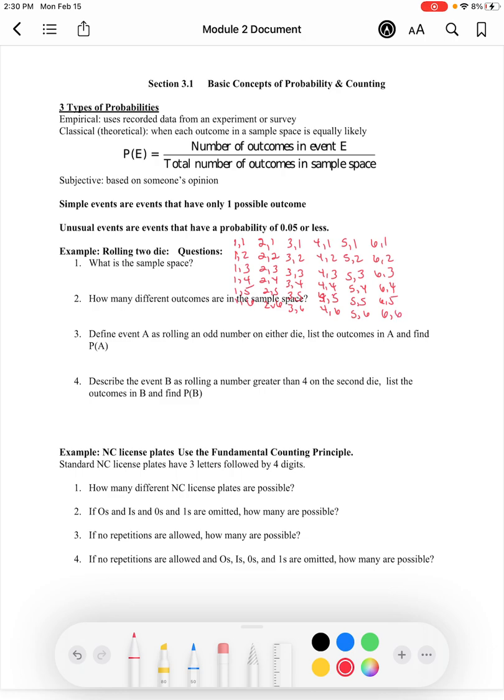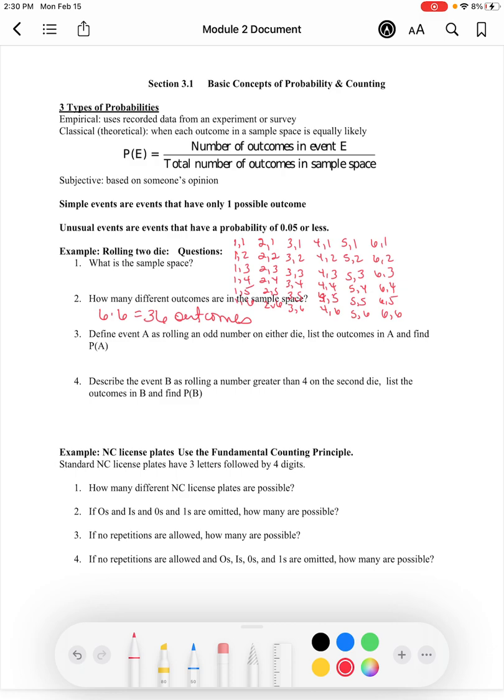And so to answer the second question, there are 36. And the reason there are 36 items in the sample space is because there are 6 ways that the first die can happen and 6 ways that the second die can happen. And that gives you 36 possible outcomes.